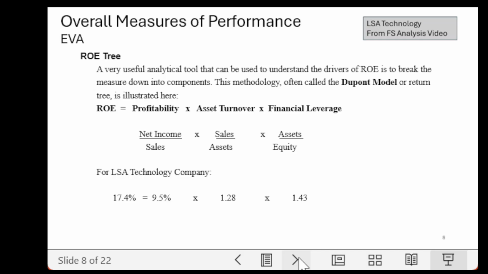And you mathematicians will see that a couple numerators and denominators cancel out there, leaving us with the original net income divided by equity. So for LSA, it's 17.4% return on equity, as we saw in the previous slide. But now we have a little more insight and see that that's based on 9.5% profitability, 1.28 times asset turnover, 1.43 financial leverage.